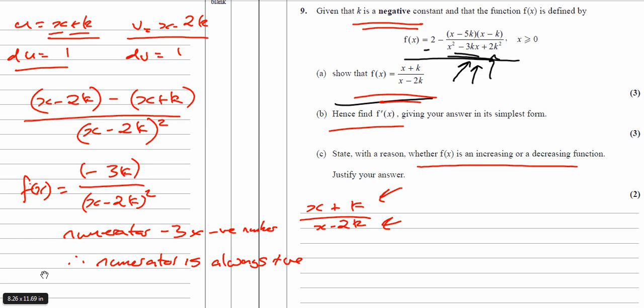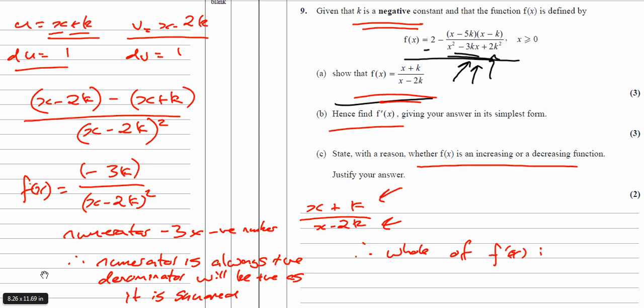The denominator will be positive as it is squared. Therefore, the whole of f dashed of x is positive, therefore increasing function. That's what it means by that, whether or not it's a positive gradient or a negative gradient. So that was a 2015 question.